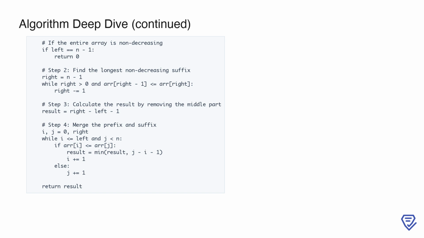indices, the removal length is initialized as the length of the middle section between them. Then, using two pointers, one starting at the beginning of the prefix and the other at the beginning of the suffix, we attempt to merge the two sorted sections. Whenever the prefix and suffix elements can form a valid sequence, we calculate the number of elements to remove and update the result if it's smaller. This process ensures we find the optimal solution. The function finally returns the minimum removal length.